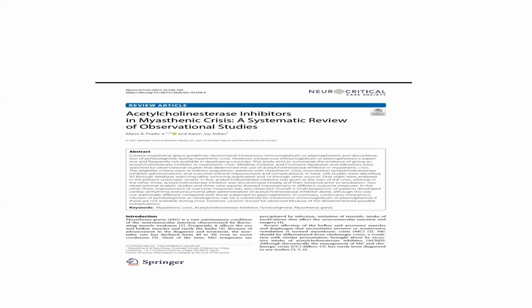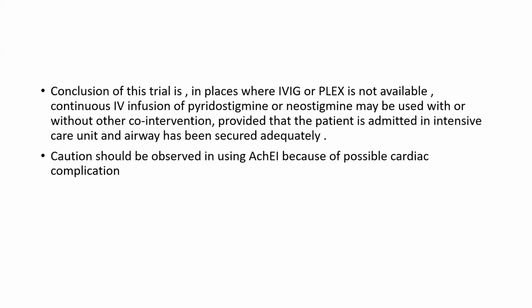This is the paper published in the Neurocritical Care Society demonstrating the role of acetylcholinesterase inhibitor in myasthenic crisis. And the conclusion was, in places where IVIG or PLEX is not available, continuous infusion of pyridostigmine and neostigmine may be used with or without other co-intervention, provided that the patient is admitted in intensive care unit and airway has been secured adequately. Caution should be observed in using acetylcholinesterase inhibitor because of possible cardiac complications.